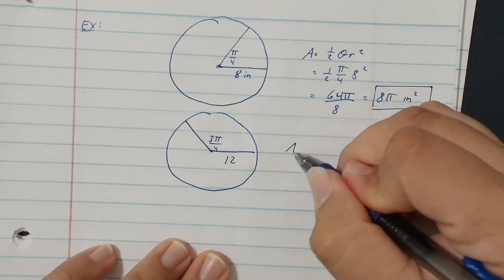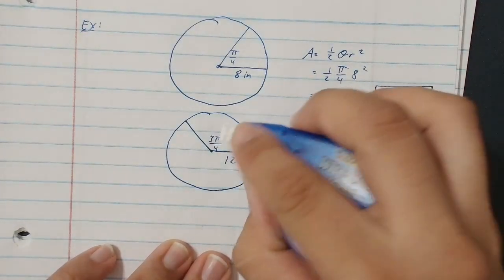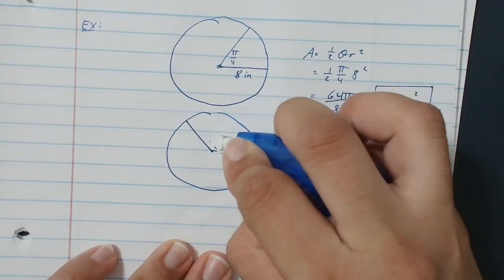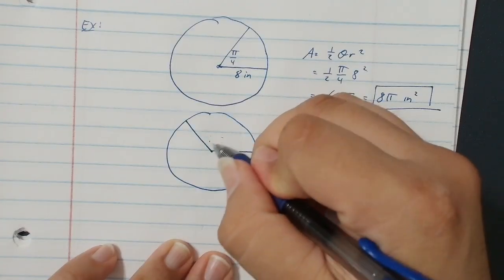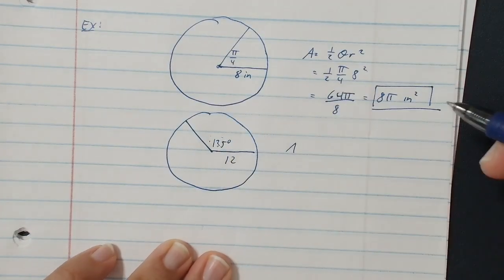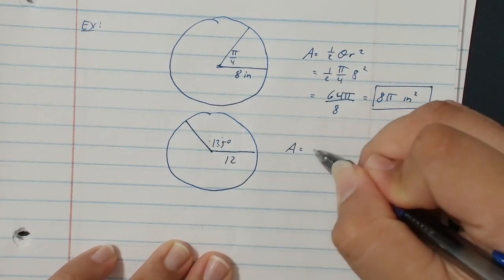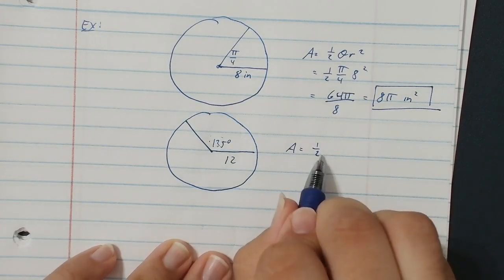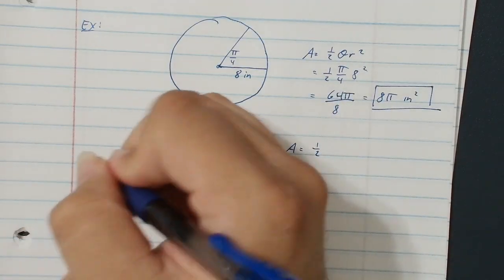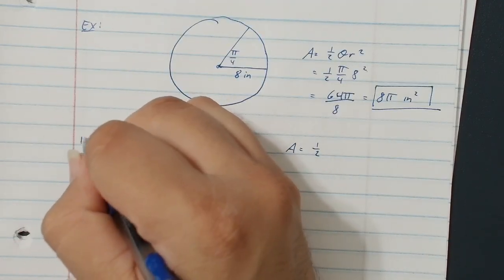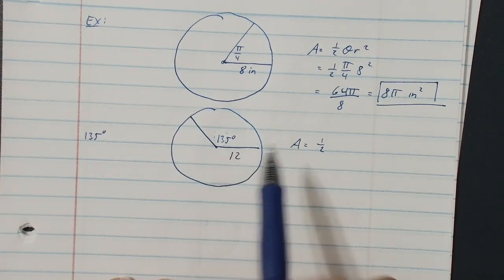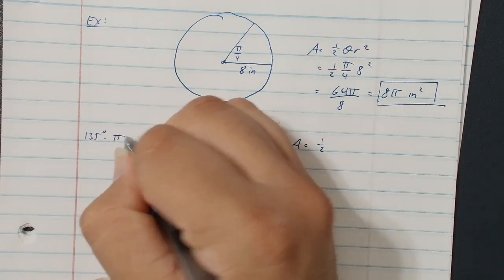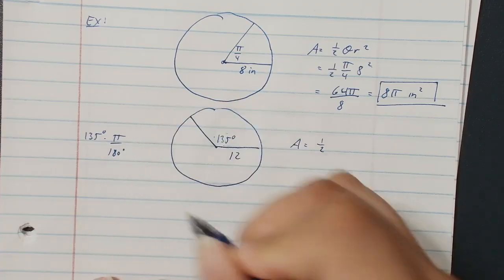Let's do it in degrees, that way we see the conversion. Let's say that angle is 135 degrees, so our area is equal to 1/2. Do not use 135, that'll be way too big. We need to convert to radians first. To go from degrees into radians, we multiply by pi over 180 degrees.